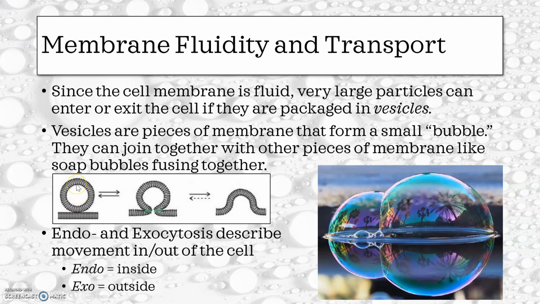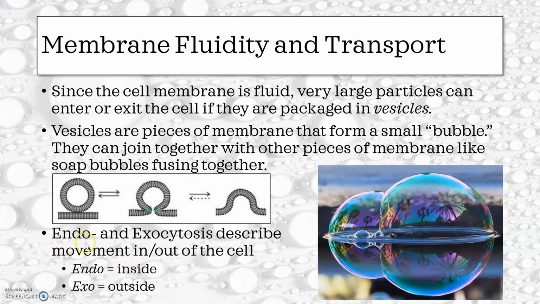You could also go the other way. You can have something coming into the cell. So maybe this is a vesicle that's being received by this cell. So it would approach the membrane, it would fuse with the membrane, and it would join together like what you see here. And then that membrane would flatten out, and whatever was inside of the vesicle would get dumped into the cell.